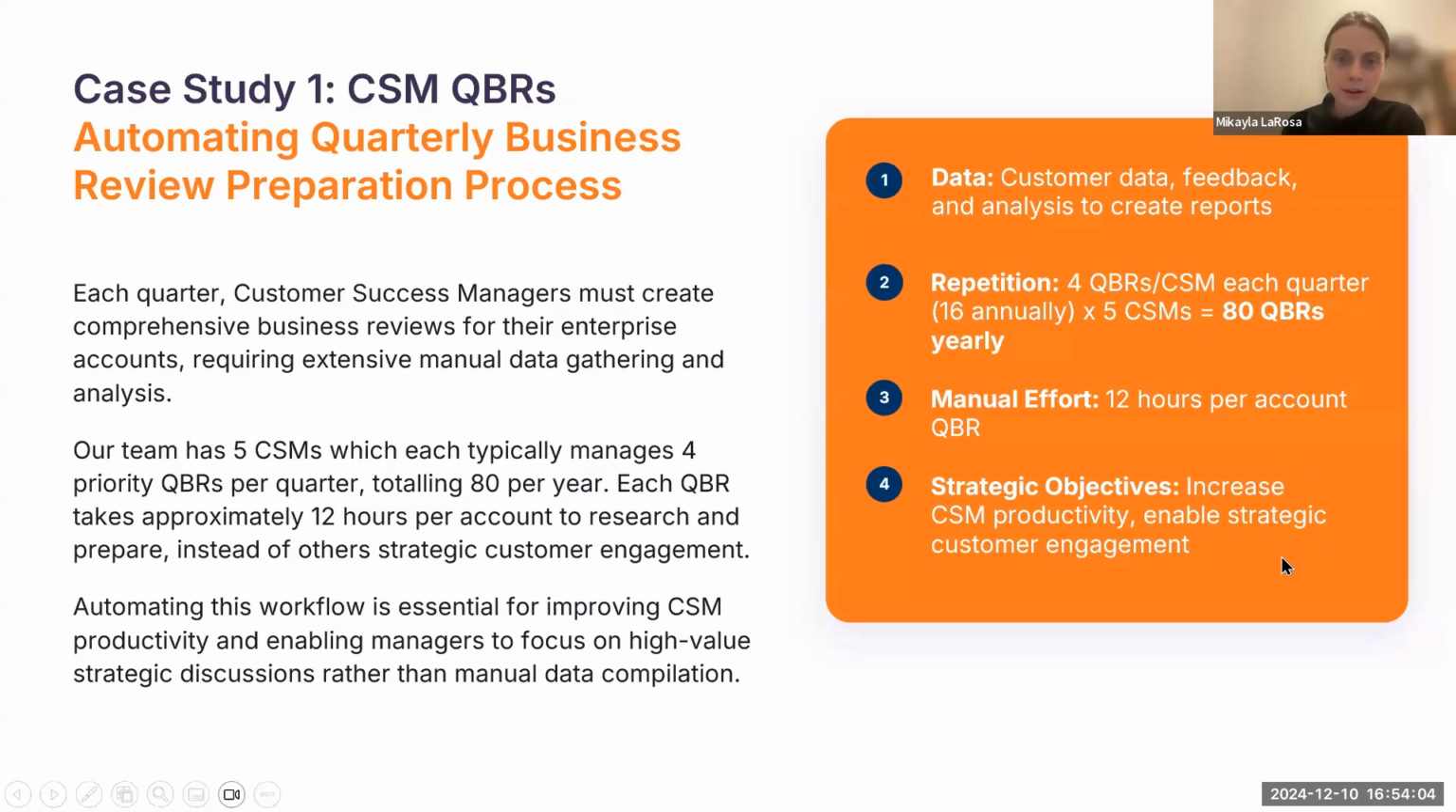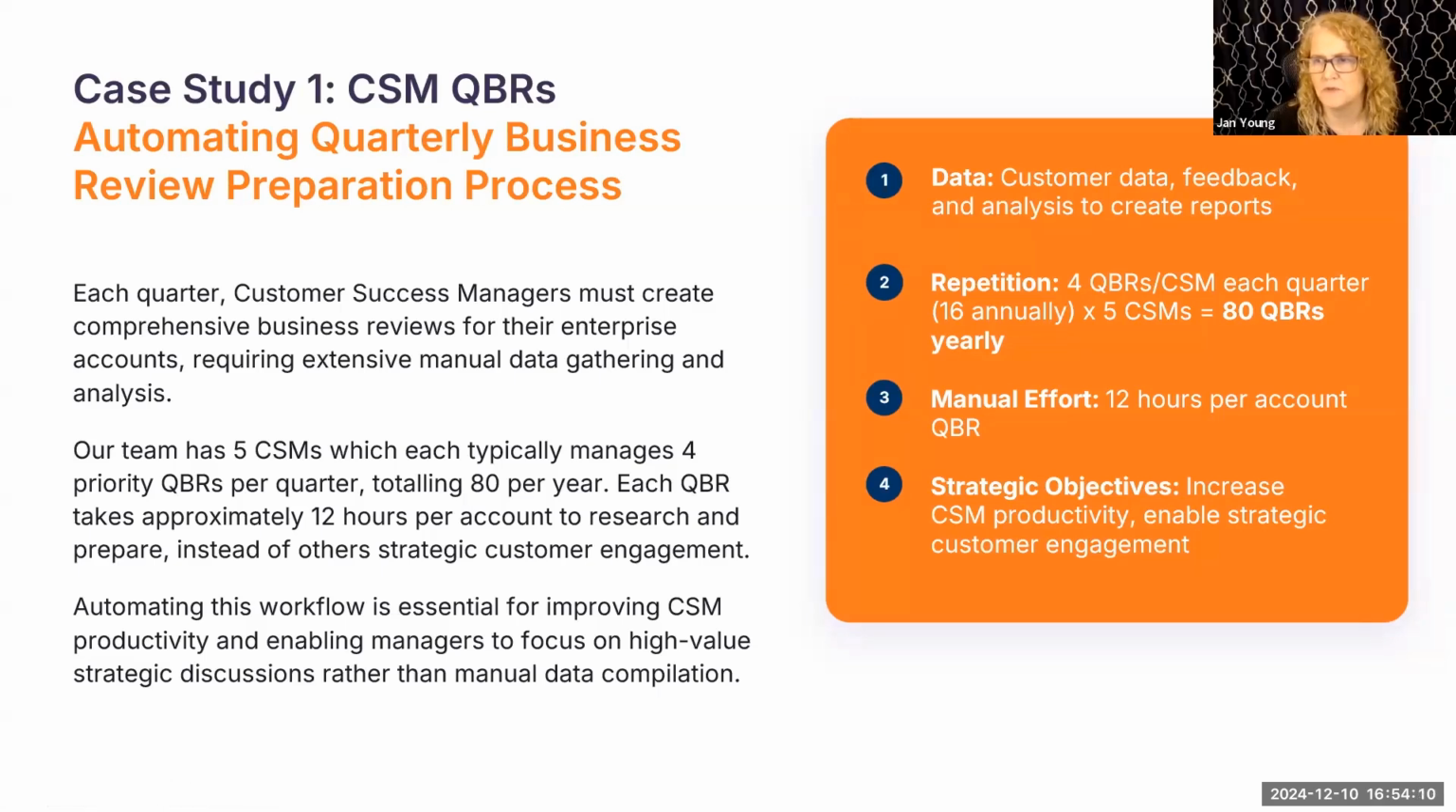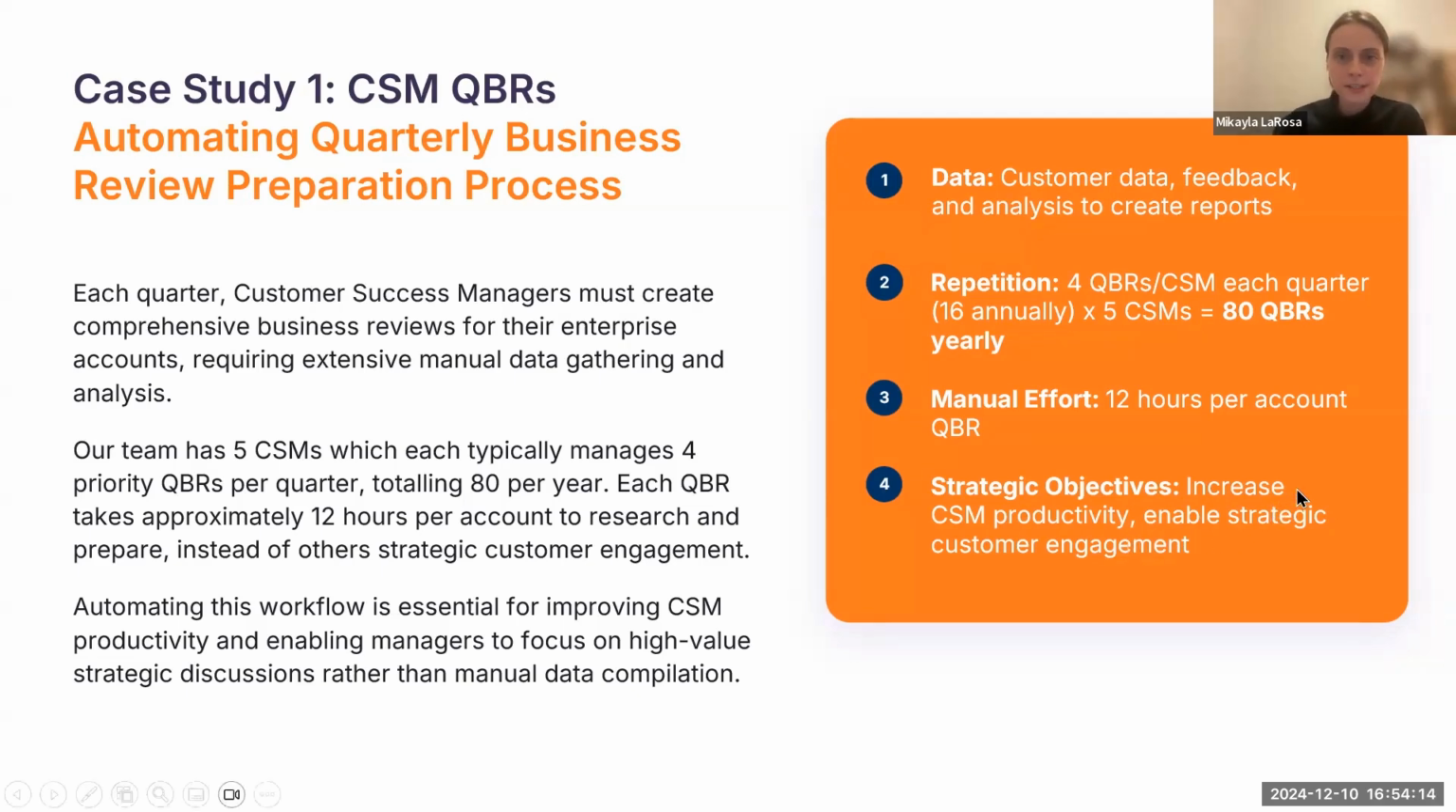The repetition component. I think I saw it in there. Someone dropped it. Yeah, Aisha, Michelle, thank you for repetition for creating the QBR. So 4 per CSM, 16 annually times 5 CSMs, that's 80 QBRs. So it's quite a bit of lift for the team, and 12 per account. 12 hours per account is that manual effort.